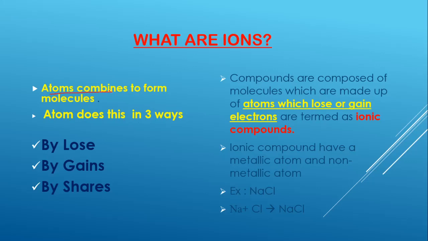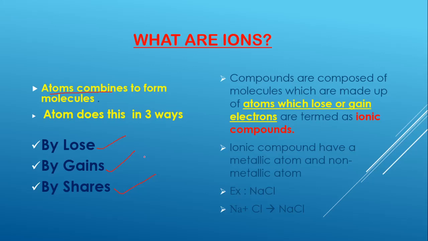So how do atoms combine, or how do atoms do the work of forming a molecule? It does so in three ways: one, by losing electrons; the other, by gaining electrons; or by sharing electrons. We know that the atom consists of three sub-elementary particles: electrons, protons, and neutrons.